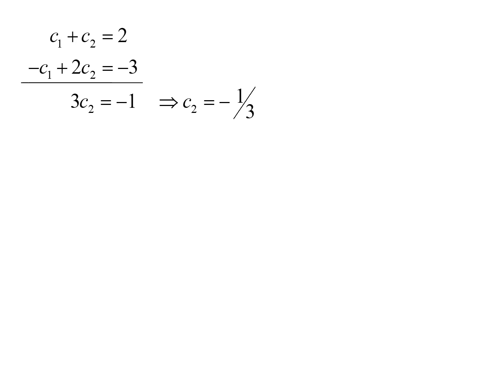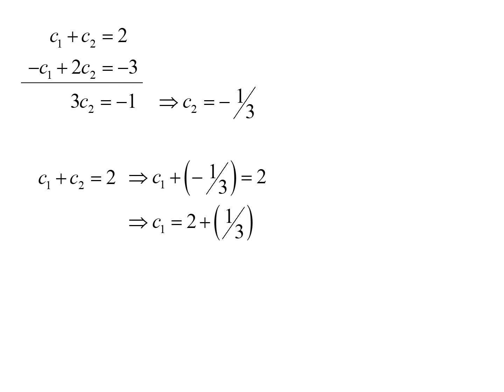Now that I know that c2 is negative 1/3, I can plug that into one of my original equations. So c1 plus c2 is equal to 2, means that c1 plus negative 1/3 has to equal 2. I'll add the 1/3 to both sides to get c1 is equal to 2 plus 1/3, or c1 is equal to 7/3. And again, once you know both of these values, the final step is to plug them back into your solution. So this is going to give us the IVP solution of y equals 7/3 e to the minus x minus 1/3 e to the 2x.